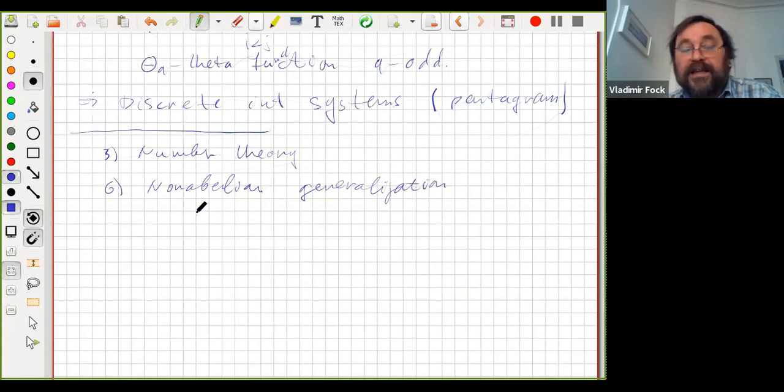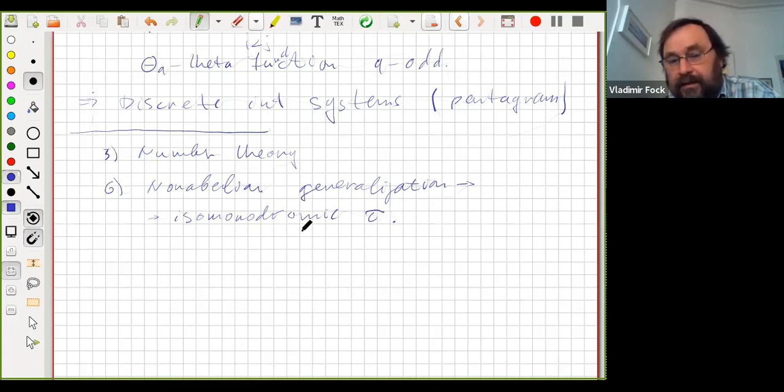And one expects from that what is called isomonodromic theta functions, tau functions. Well, I cannot say much about that, but it looks like it should be the case. The only problem is the non-abelian generalization: for the Heisenberg group, it's easy to write the group extension.